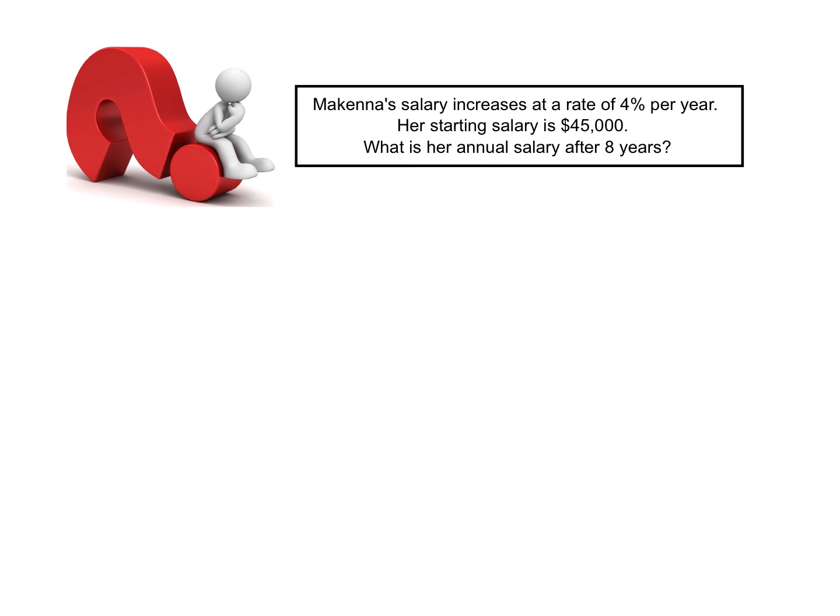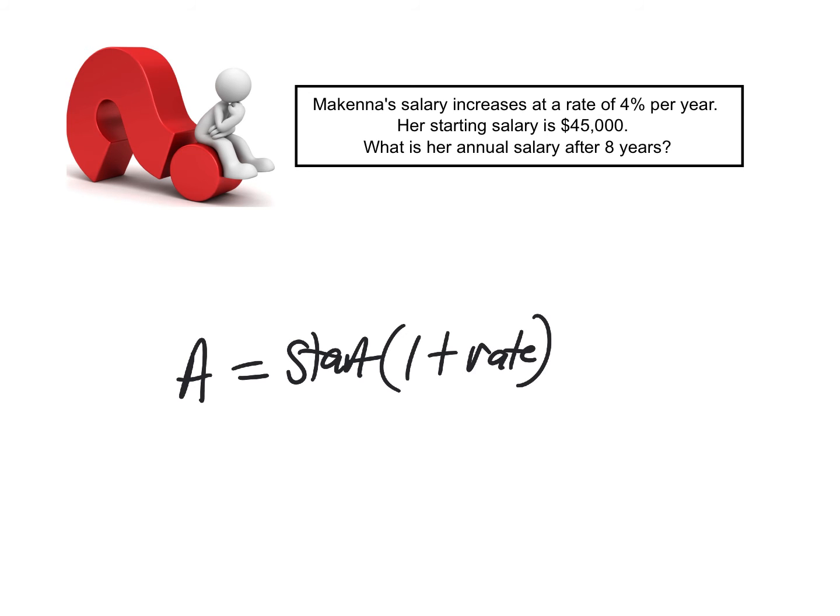Whoa. Let me show you how to do this one. And it seems really hard, but it's really not. Your amount will be your starting amount times 1 plus the rate. What rate? The 4%. To the power of the year, or the years. There it is. The start times 1 plus the rate to the power of the years.